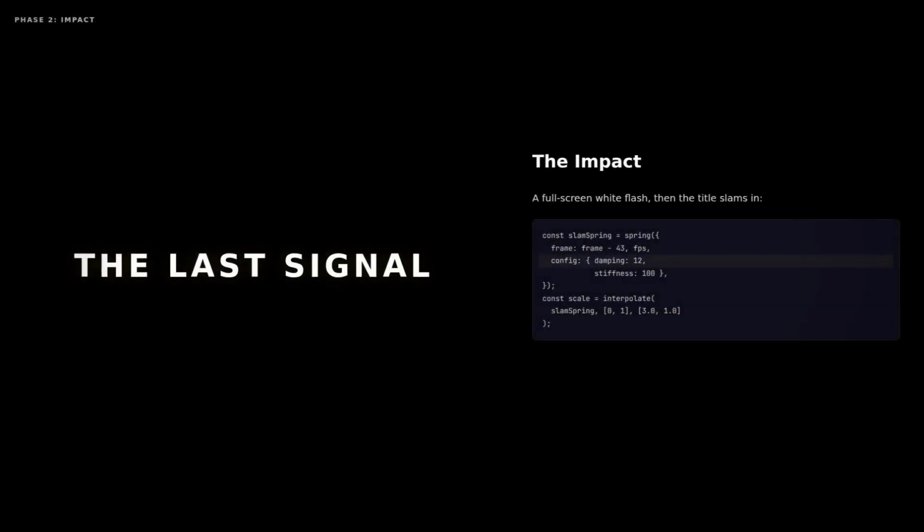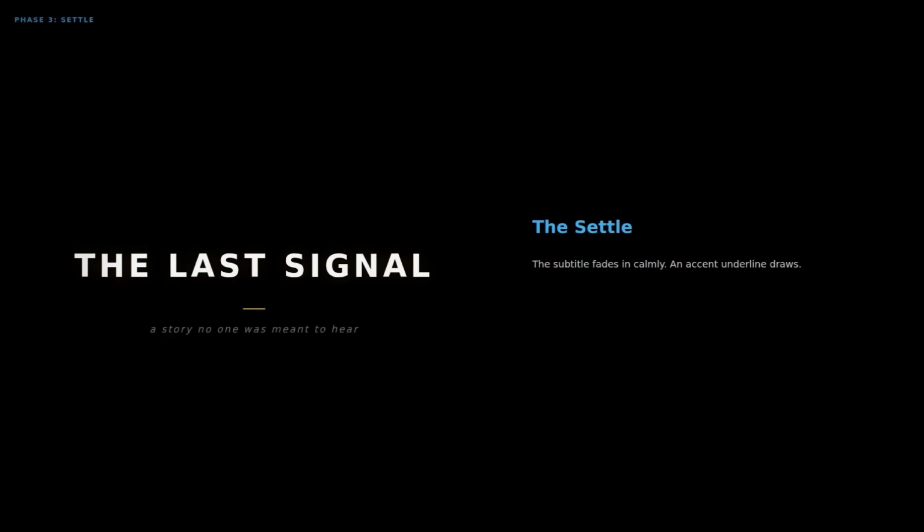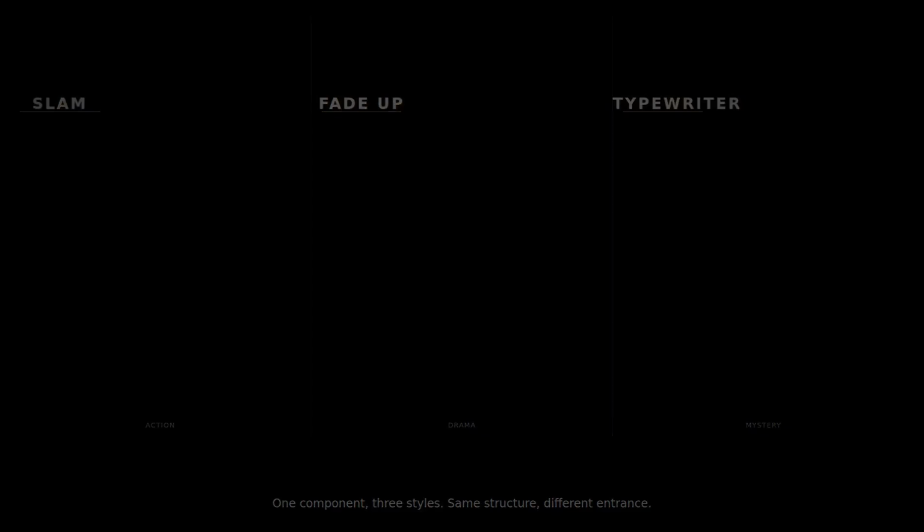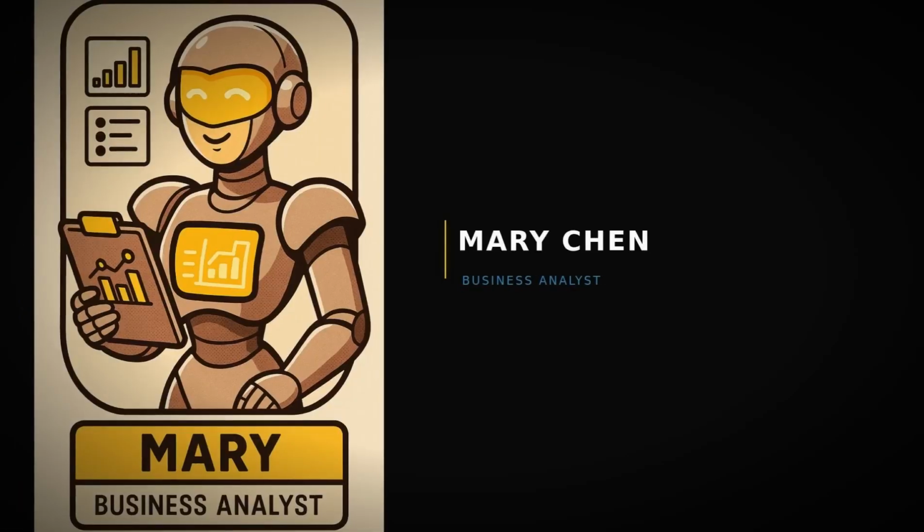A lens flare sweeps across at the same moment. Phase 3. Settle. The subtitle fades in. An accent underline draws. The title breathes with a subtle opacity pulse. Tension, impact, breathe. Same structure, but you can swap the entrance style. Slam for action, fade up for drama, typewriter for mystery. 1 component, 3 moods.